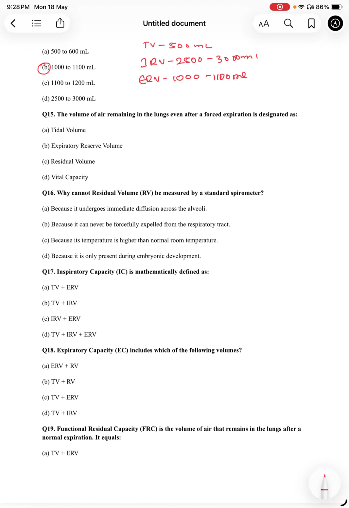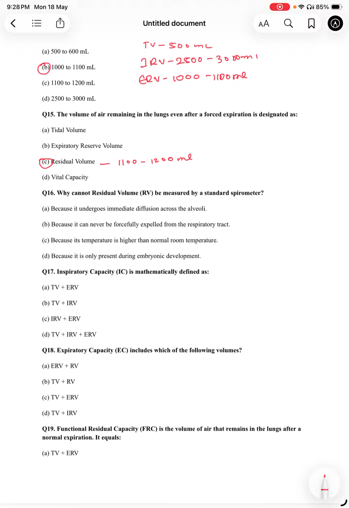The volume of air remaining in the lungs even after a forced expiration is designated as what? After forceful expiration, the remaining air left behind is known as residual volume. Even after this, lungs can never be completely deflated. This residual volume is usually about 1100 ml to 1200 ml.